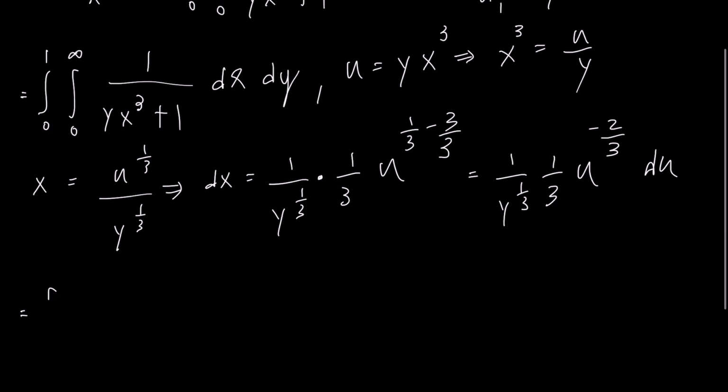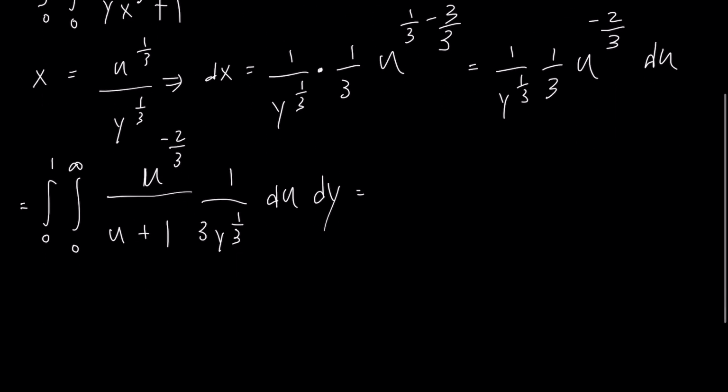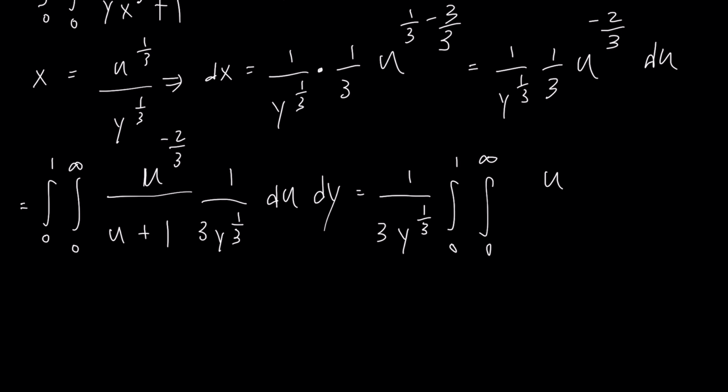And we're left with the integral from 0 to 1 and the integral from 0 to infinity of 1 over yx cubed, which is u, plus 1, and dx is 1 over 3 times y to the 1/3, and then a u to the minus 2/3 du, and then don't forget the dy. So this is equal to 1 over 3 times y to the 1/3, the integral from 0 to 1, and then the integral from 0 to infinity of u to the minus 2/3 divided by 1 plus u du dy.